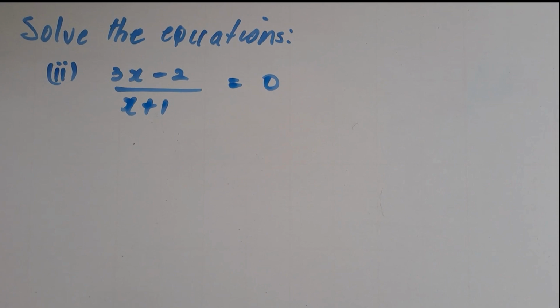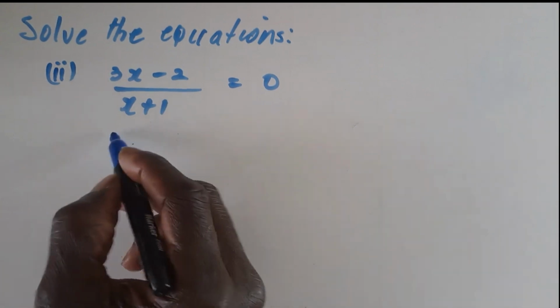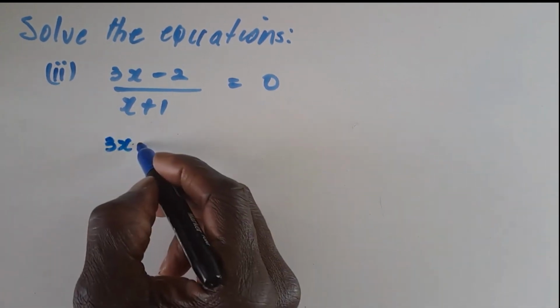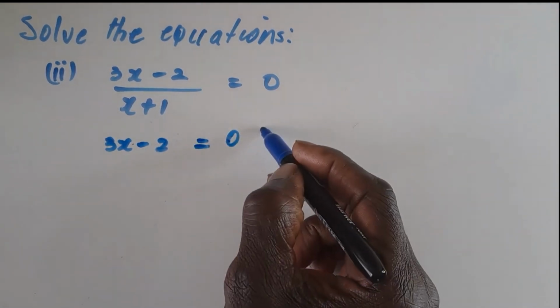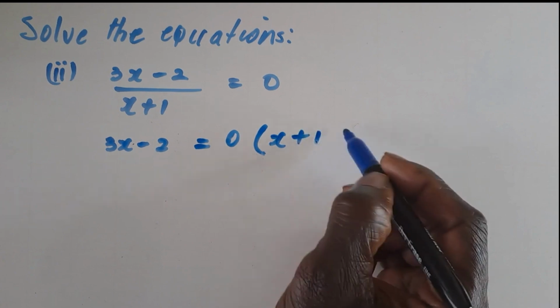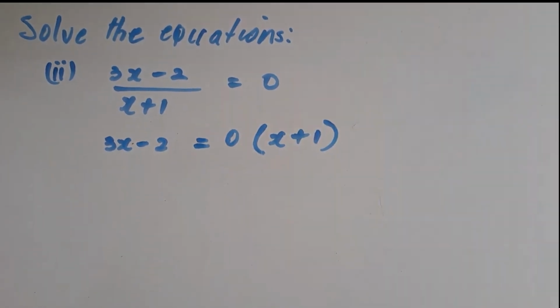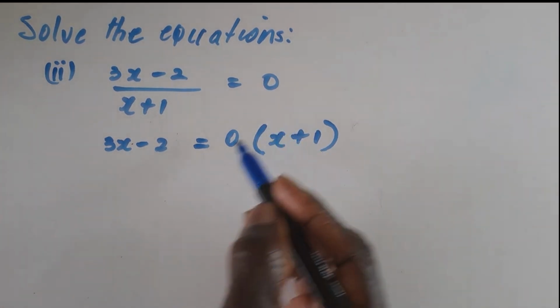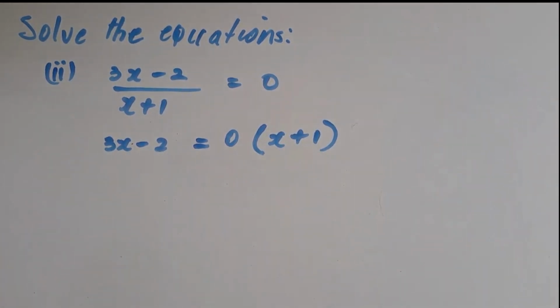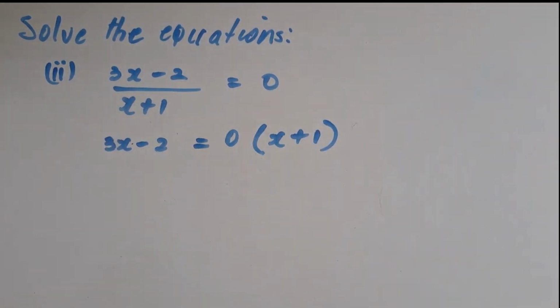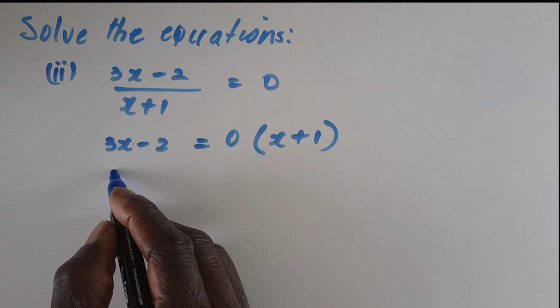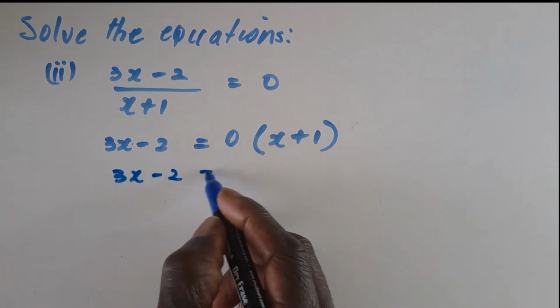Right, here's our second equation. For this, we'll cross multiply. So we'll have 3x minus 2 is equal to 0 times x add 1. Now, the reason we have 3x minus 2 here is because 0 is the same as 0 over 1. So when we cross multiply, we have 3x minus 2 is equal to 0 times this, which is 0. So we have that this now is equal to 0.